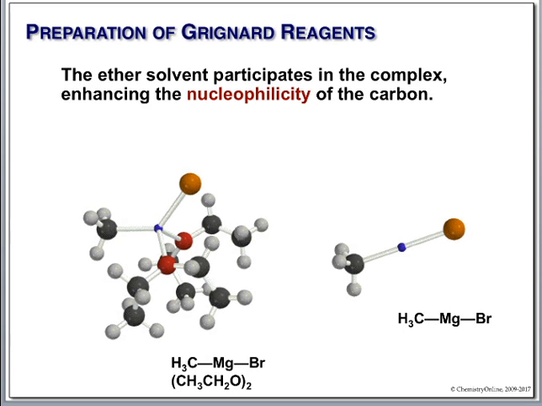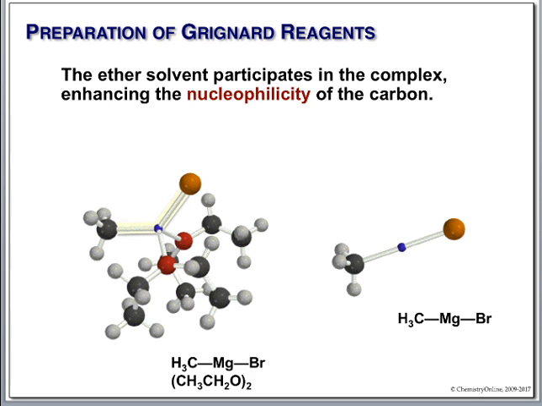This is methyl magnesium bromide by itself. This is methyl magnesium bromide bonded to two diethyl ethers. This is the Grignard reagent. This is not. Now remember, we want this carbon to behave as an anion.